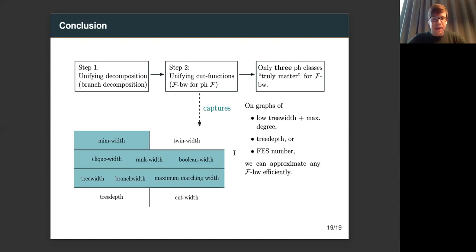And finally, we now have this new framework, and there are actually some new width measures that can be defined in this framework that have not been considered before, and it would be nice to see what kind of algorithmic applications we can have of those width measures. All right, that's it.